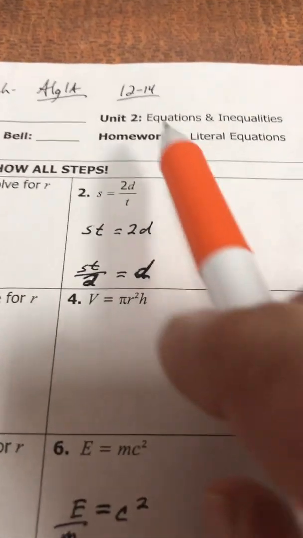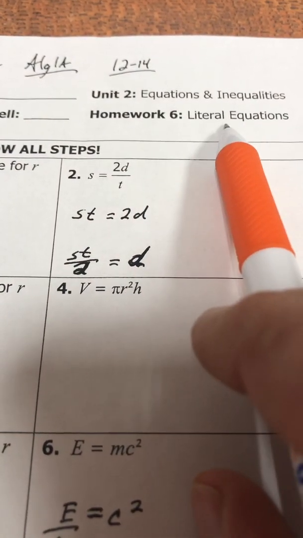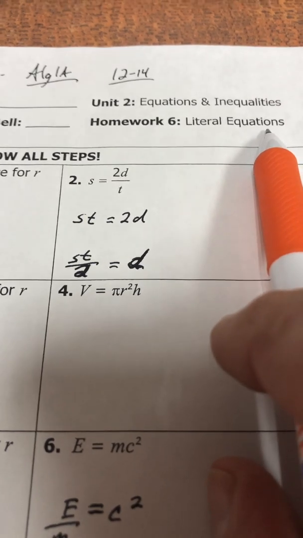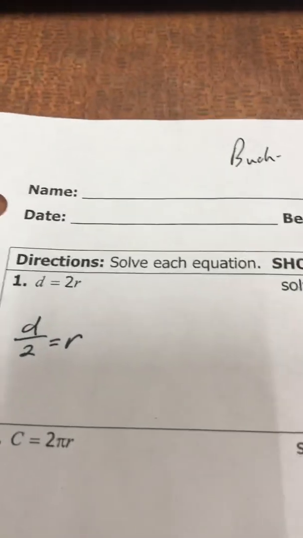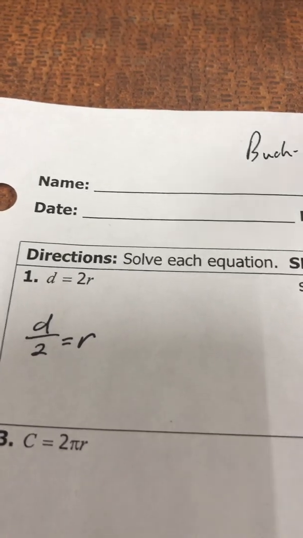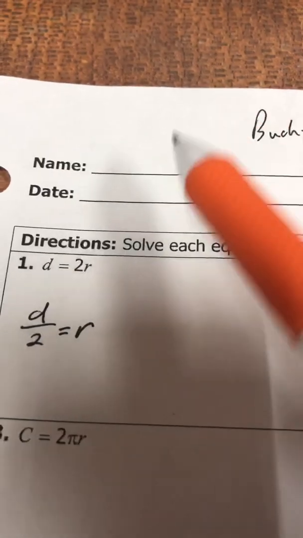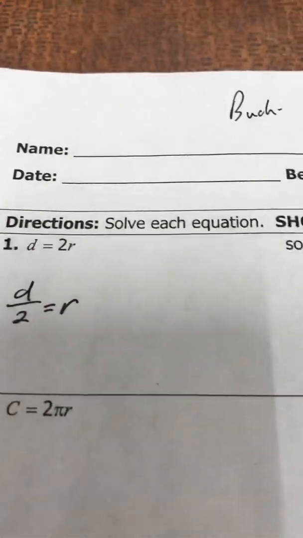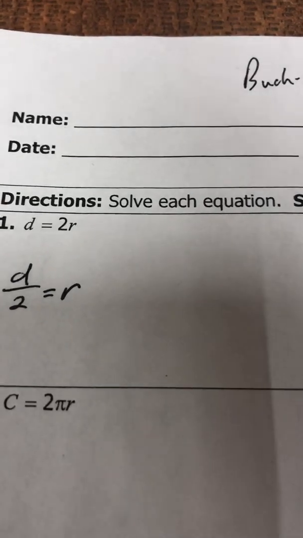I'm looking at Unit 2 equations and equalities, homework 6, literal equations. We're supposed to solve each equation, and I'm doing just about every other one, well, every two, and then I have a couple for you guys to do on your own. Let me show you in red what I'm doing so it makes a little bit more sense. Okay.